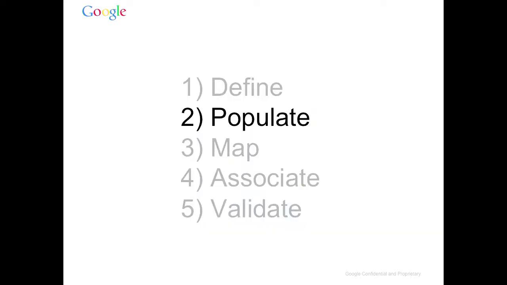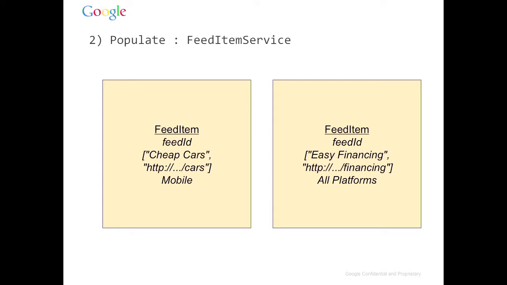Okay, now we're going to populate it with data. Using the feed item service, we're going to insert rows into this table, or feed items into this feed. Same thing. Each feed item has a feed ID that you get back after creating it, and an array of attributes, where each item within the array corresponds to one of the columns in your feed.